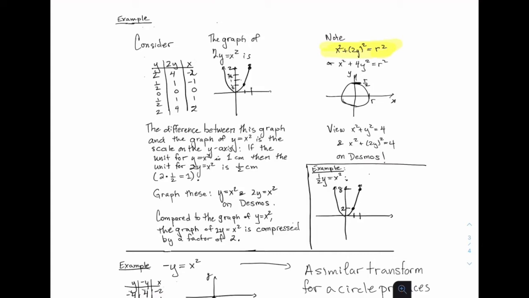The scale on the y-axis is now changed. So now the distance between the origin and this top point of the circle is now r over 2 instead of r, which is what it was on the standard circle. So this is actually going to be a compressed circle, which is called an ellipse. Graph these on Desmos.